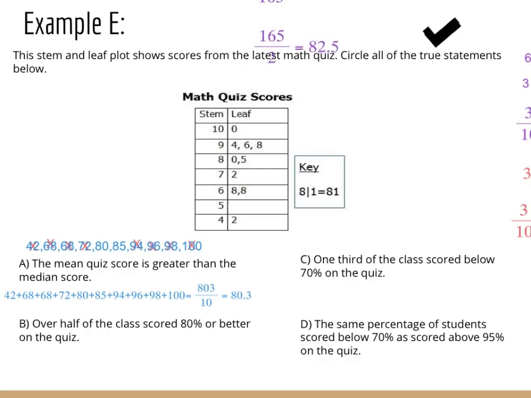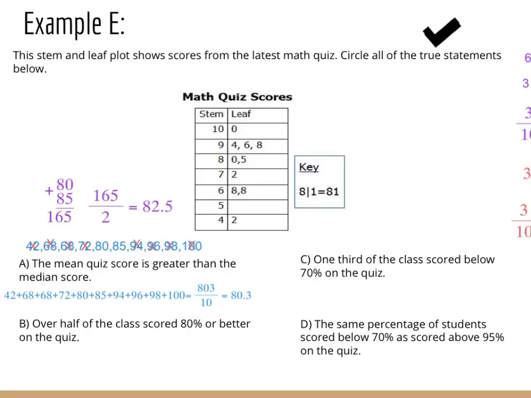So let's go ahead and do that. I'm going to add the 80 and 85 together and get 165. Divide that by 2. When I do that, I get 82.5. So, is the mean greater than the median? Well, 80.3 is not greater than 82.5, so the median is greater, and therefore this is not true.